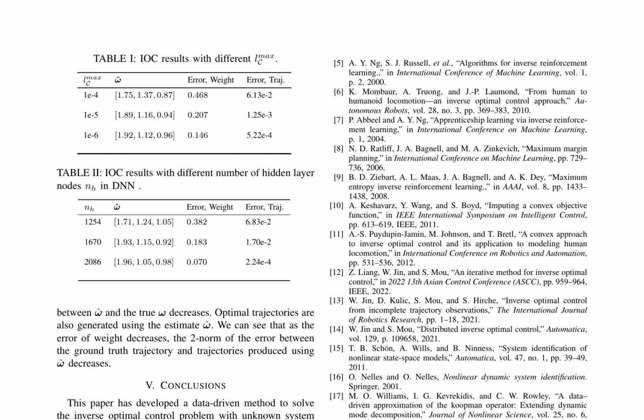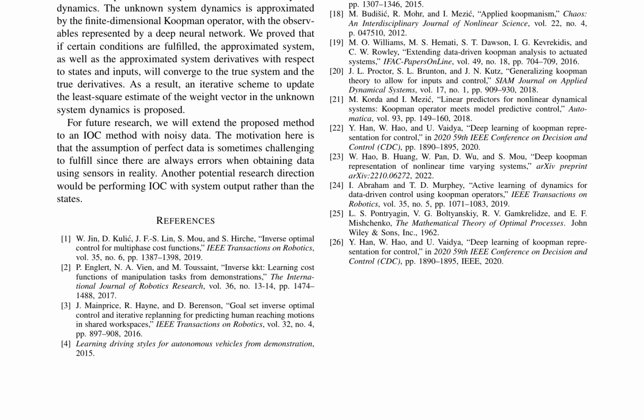The architecture of the deep neural network also influences the accuracy of the inverse optimal control results. Increasing the number of hidden layer nodes from 1254 to 2086 leads to a decrease in the error of the weight, resulting in more accurate approximations of the trajectories. This demonstrates that as the error of the weight decreases, the 2-norm of the error between the ground truth trajectory and the trajectories produced using the estimated Koopman operator decreases, implying convergence of the approximated trajectories to the true trajectories.